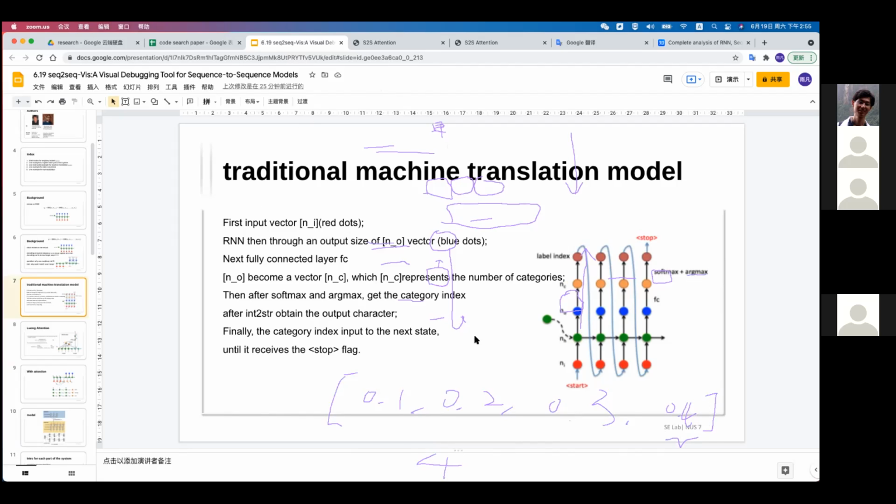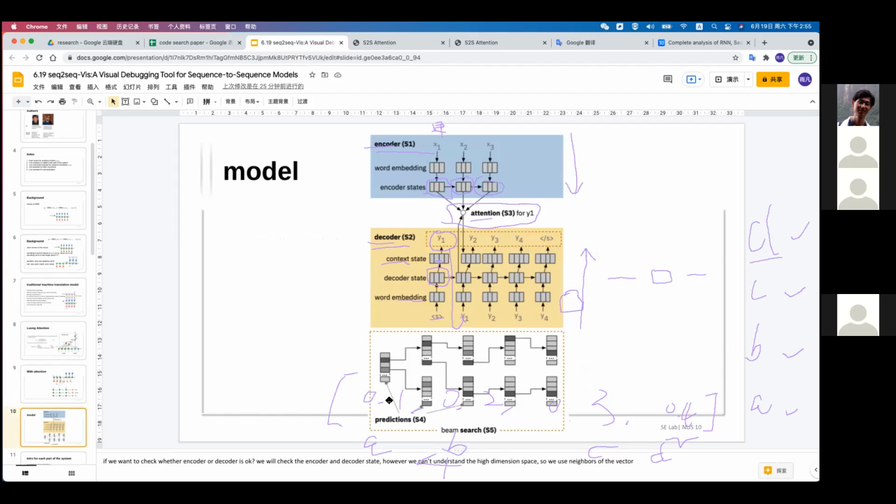But in the actual process, we will rank these 4 words, for example A, B, C, D. So this model will output D, C, B, A. D is the most possible word, C is the second possible word, B is the third possible word, and A is the most impossible word here. So the prediction is not only 1 word, but actually a rank. Maybe you choose the top 3, and then you will have 3 possible words like A, B, C.